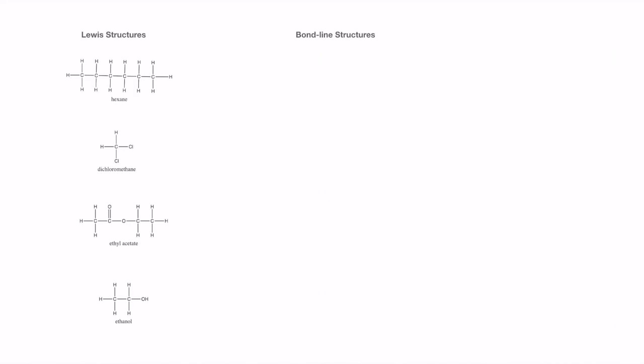Okay, now for bond line structures. You should be familiar with Lewis structures from general chemistry. In the first structure here, this is hexane, and this has 6 carbons: 1, 2, 3, 4, 5, 6 carbons, and the corresponding hydrogens drawn so that each carbon has 4 bonds as it needs to satisfy the octet rule.